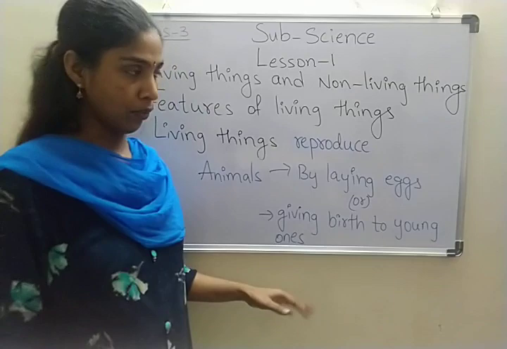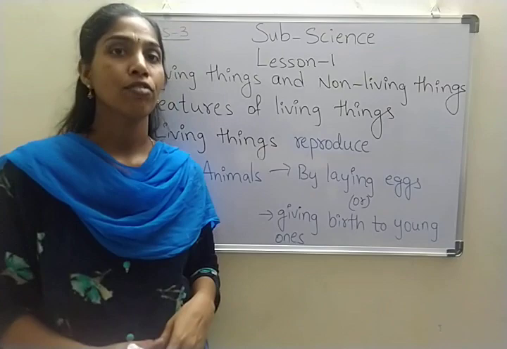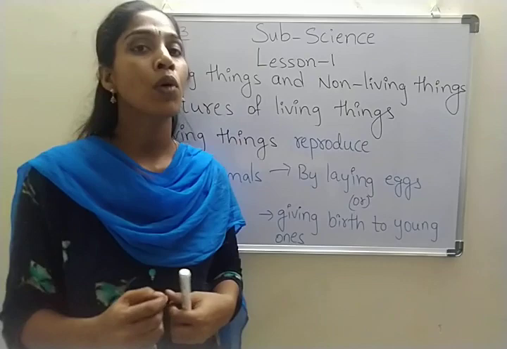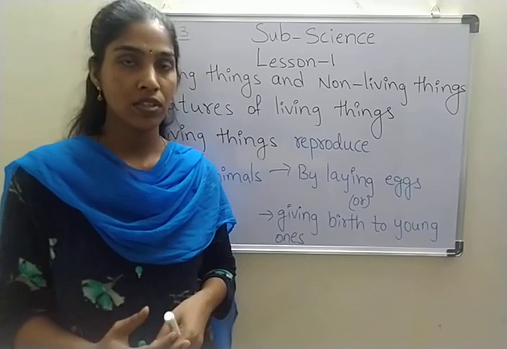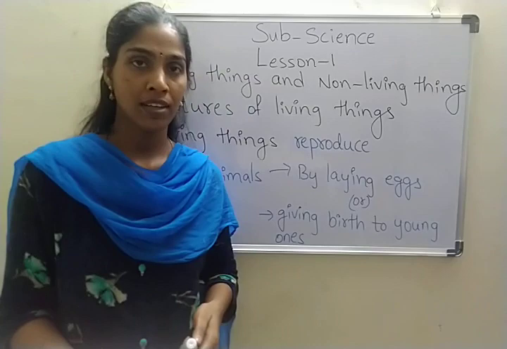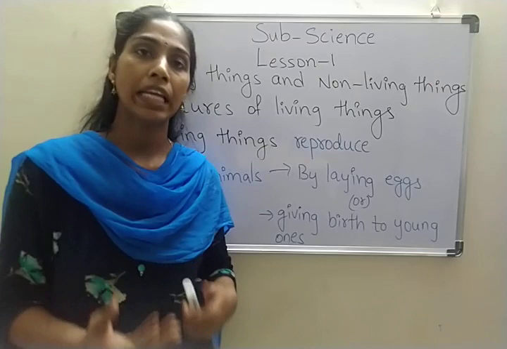Okay children, what we learned today? Very good. Living things and features of living things. Have you understood children? I'll give you small work to do at home. Collect any 5 pictures of living things, paste in your scrapbook or A4 sheet paper. Name them and learn the spellings. Thank you. Have a nice day, children.